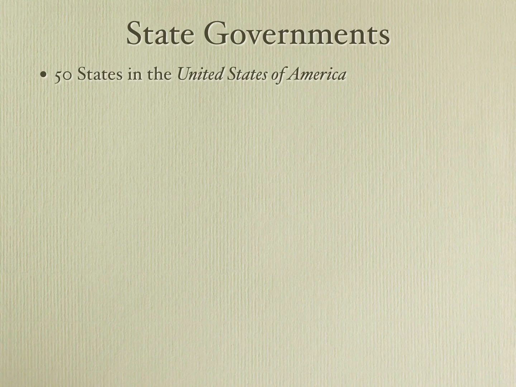Now, in the United States, we have state governments. We have 50 states, and each state has its own government. So we have a federal government with the president, the vice president, then we have a U.S. House of Representatives and a U.S. Senate. That's federal government. Now we have state governments that in many ways mirror the federal government.